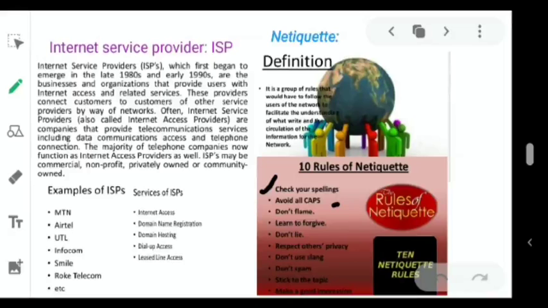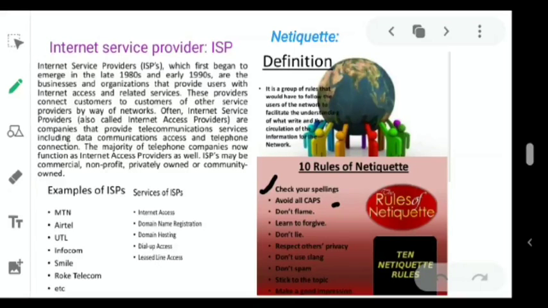Next is don't lie. If you are sharing your details or opening any account, don't give a false name, date of birth, or anything like that. Respect others' privacy. Don't try to hack anybody's account. Don't try to access the information of others.